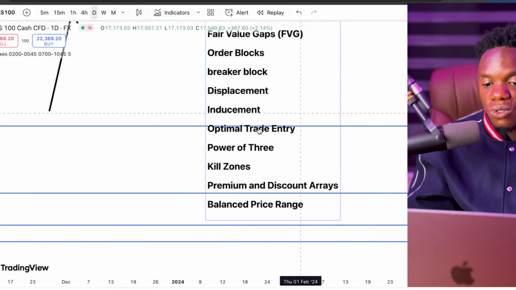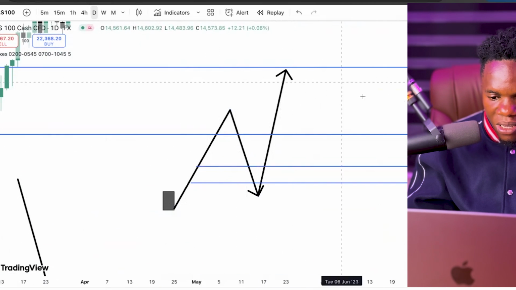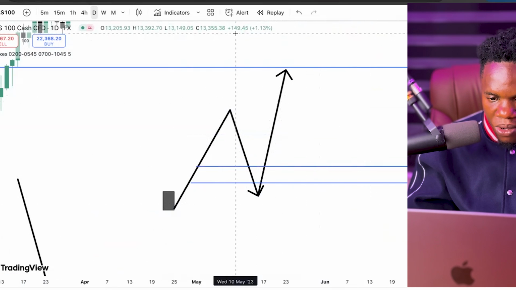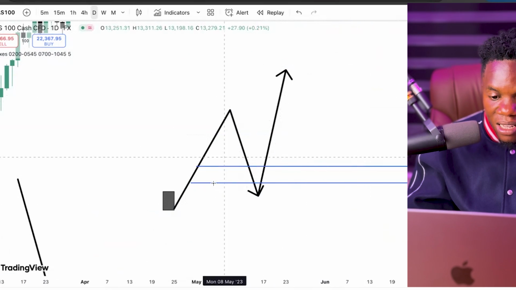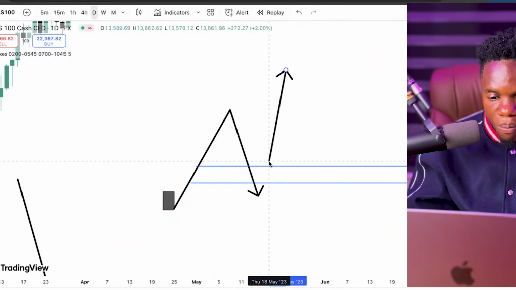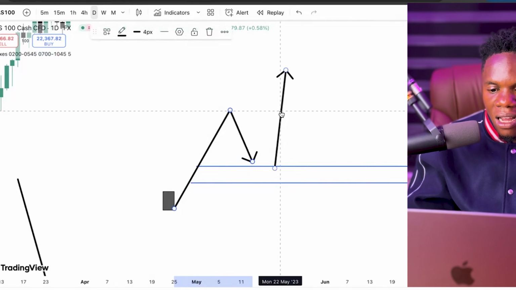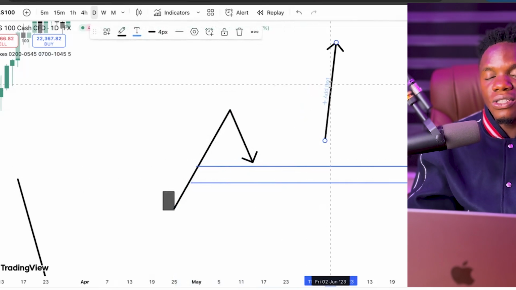Optimal trade entry. I love this one a lot. Let's talk about optimal trade entry. Now remember this explanation. Let me take off all this and come back to make things easy for you guys. Remember all of this I've been talking about. Remember I told you guys you need to wait for price to come internally like this before you can look for your entry. Now, there are areas where entry is easy.